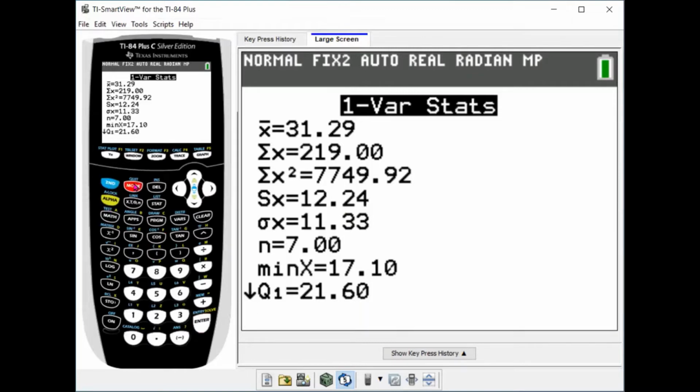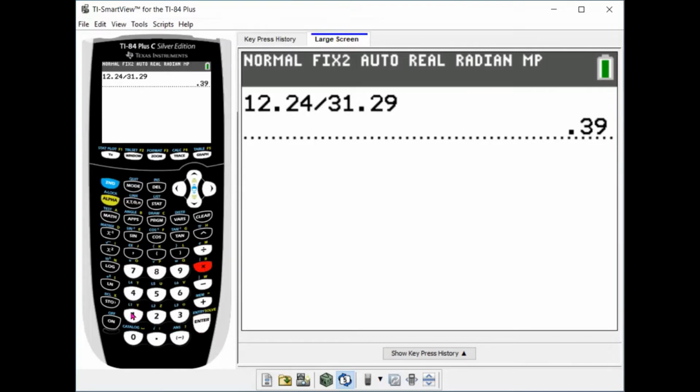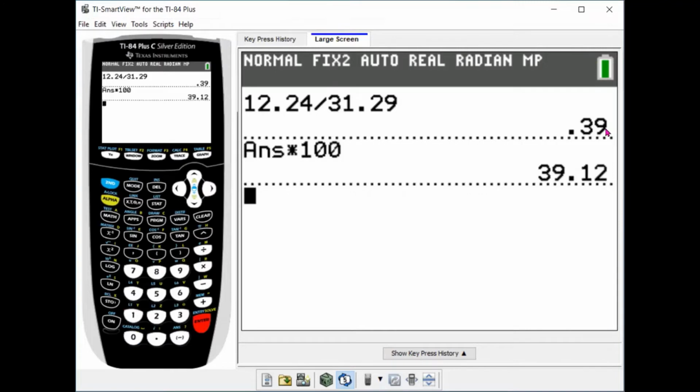So let's go back to the main screen here. So coefficient of variation is the standard deviation, which is 12.24. We divide that by mean, which is 31.29. And that result is 0.39, and we multiply that by 100. It's 0.39 and some numbers after that, because it is fixed to 2 decimal places. So when you multiply, in fact, it is 0.3912. So when you multiply by 100, we get 39.12.